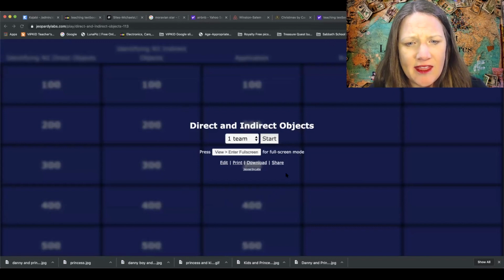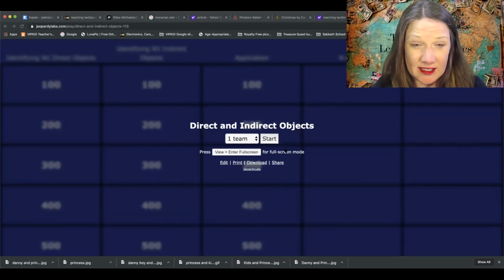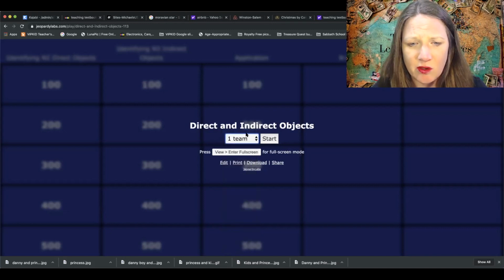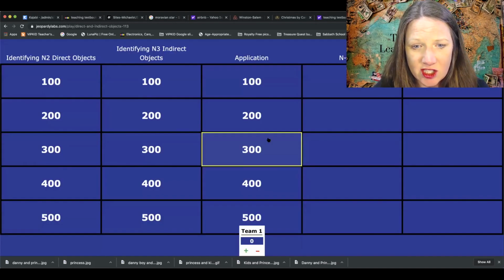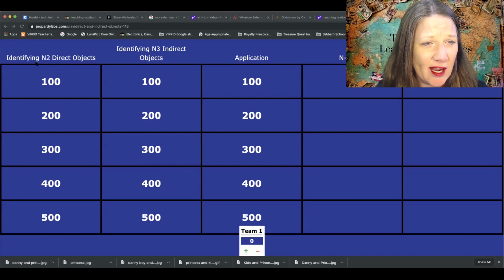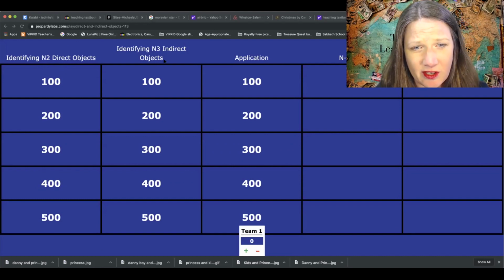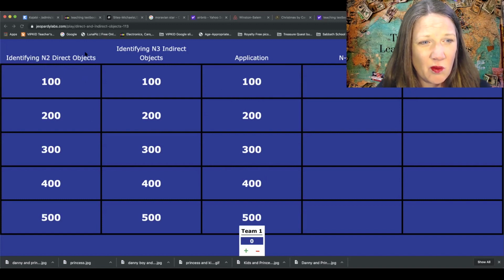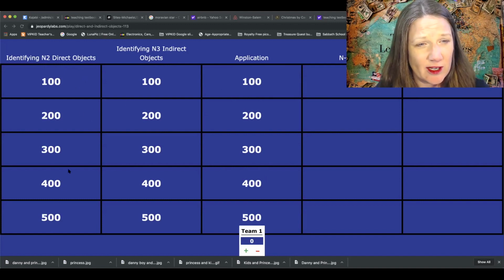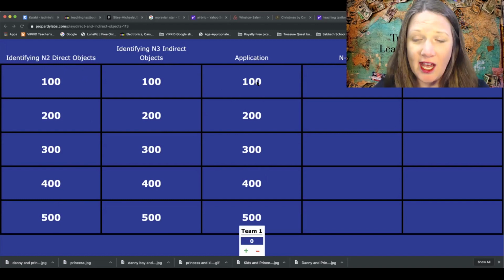Here you see the screen that you will get as soon as you click on the link. Direct and indirect objects. If there's more than one of you playing, then you choose 2 teams, 3 teams, however many is playing. But if it's just you, then you'll just hit 1. Then you're going to click Start. There's identifying direct objects, identifying noun 3, which are indirect objects, and application. When you play this, you will tell which area you want. For example, application 100.